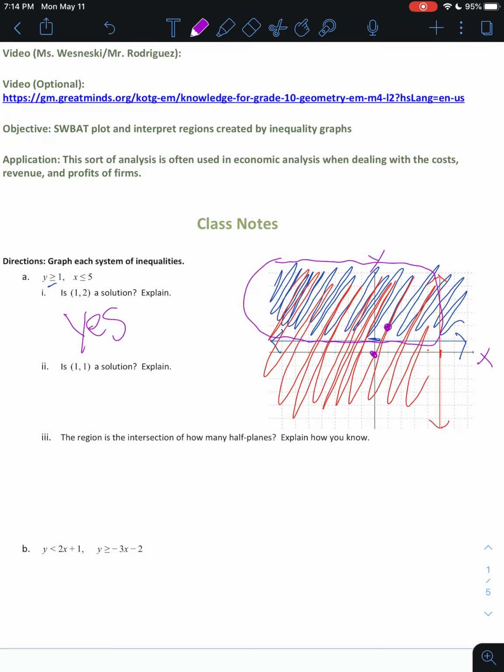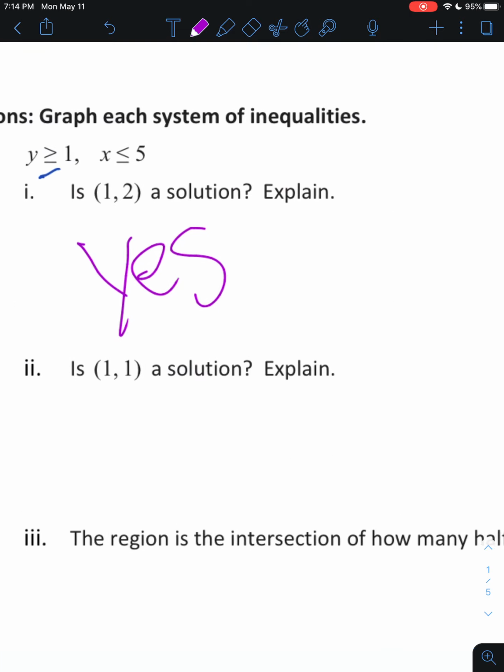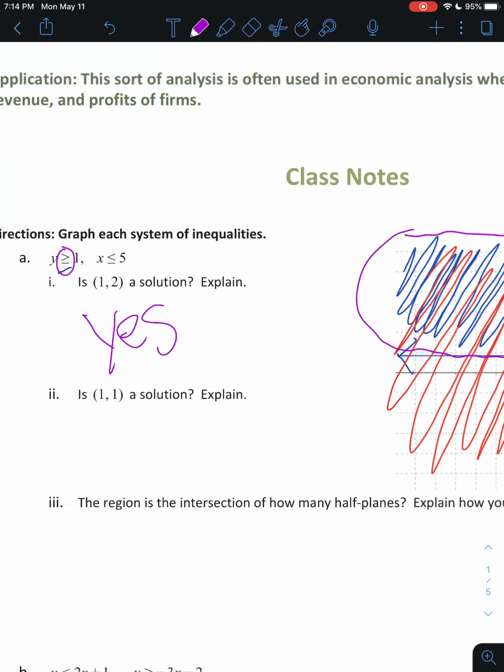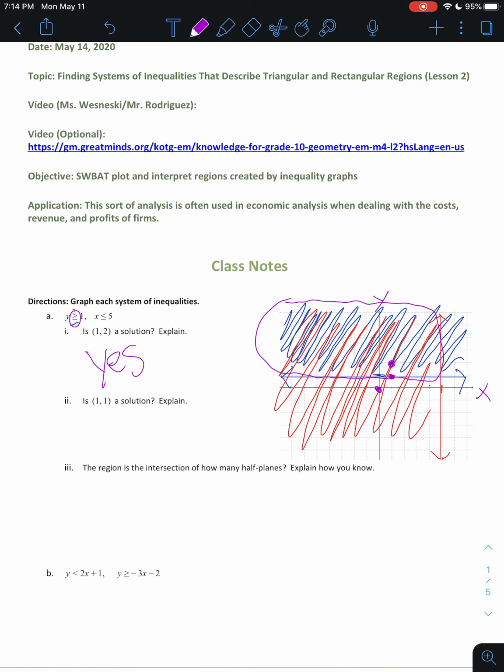Is 1, 1 a solution now? So 1, 1 is over 1, up 1. So we actually see this is right on the border, right? You see how it's on this blue line we made originally? That y is greater than or equal to 1 line. So because we're using this specific symbol here, the greater than or equal to symbol, that means this point is a solution. It is within the region, it's including the lines, right?